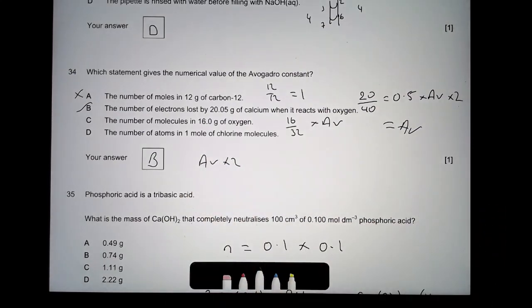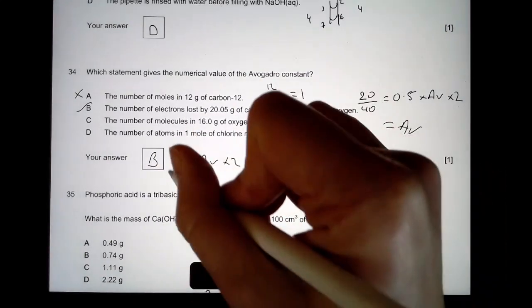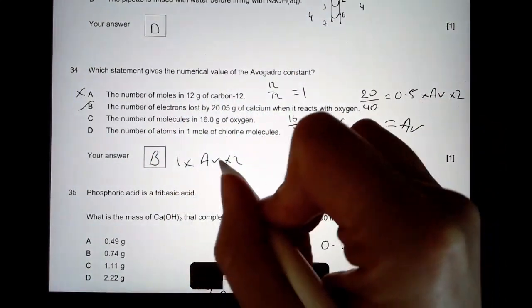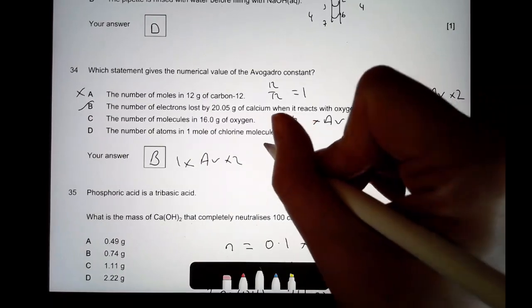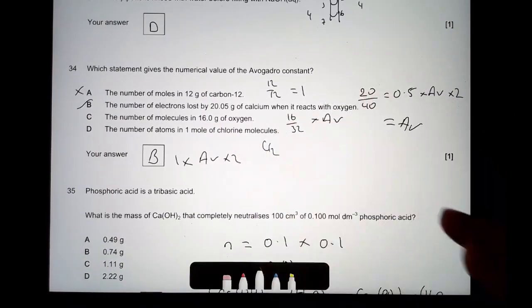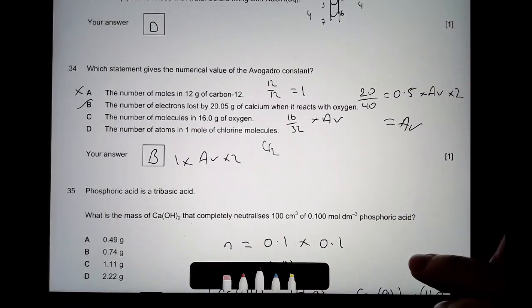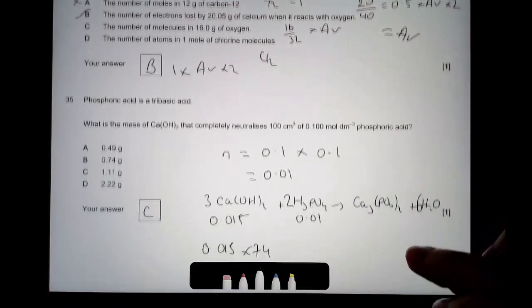And then the number of atoms in 1 mole of chlorine molecules. If you've got 1 mole of chlorine molecules, it's 1 mole times Avogadro's constant. That's how many chlorine molecules you have. But because chlorine is Cl2, you'd have to times it by 2. So you're not going to end up with the numerical value for Avogadro's constant. The answer there is B.